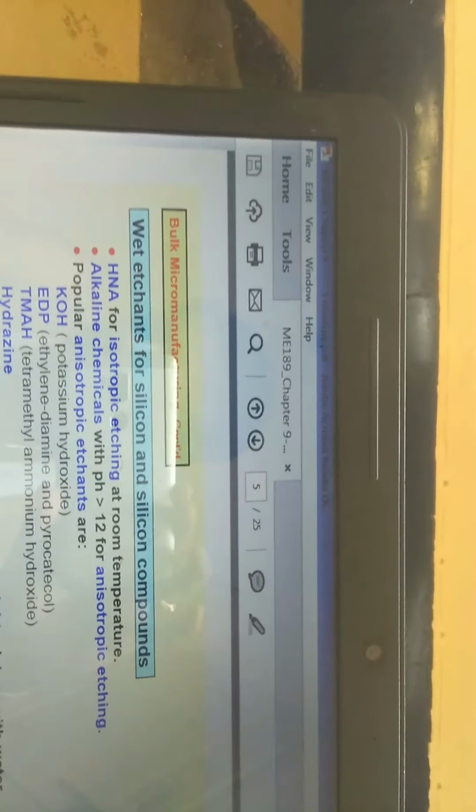And here the next one is the wet etchants for silicon and silicon compounds. These are the chemical compounds that can be used for this. The wet etchants: in wet etching, there is a respective material that can be used for this.